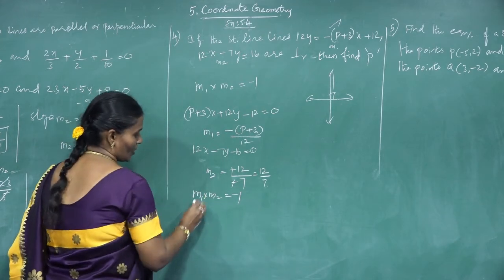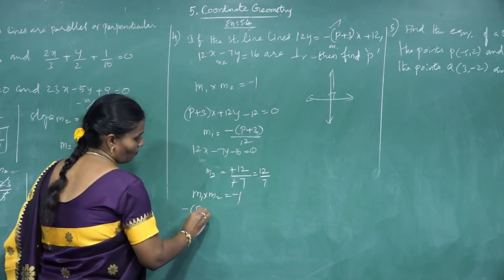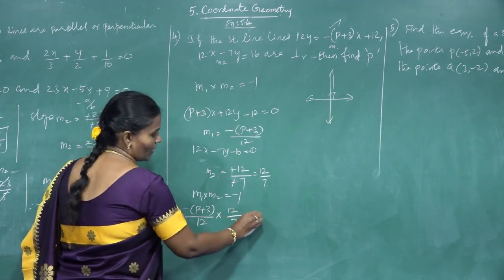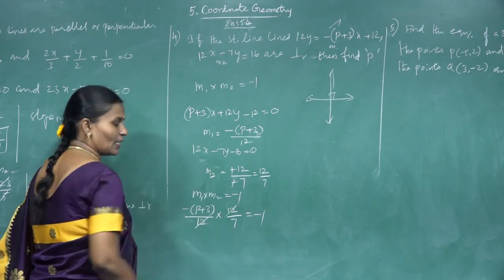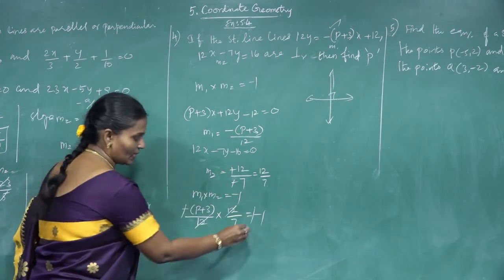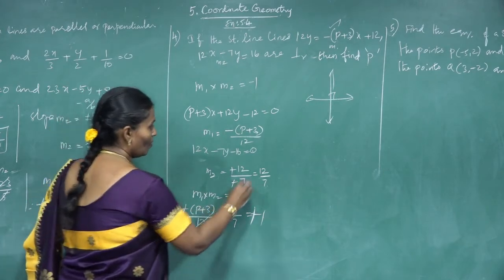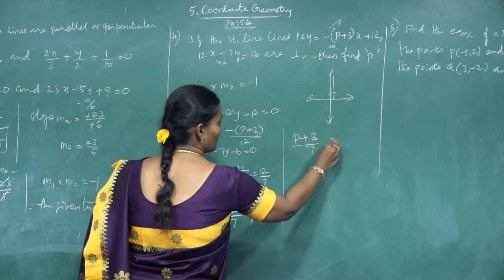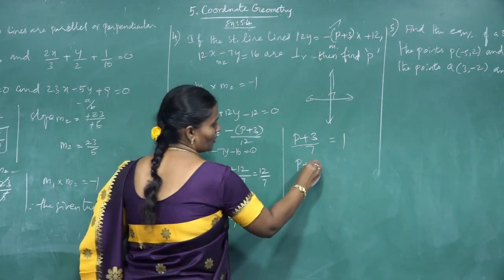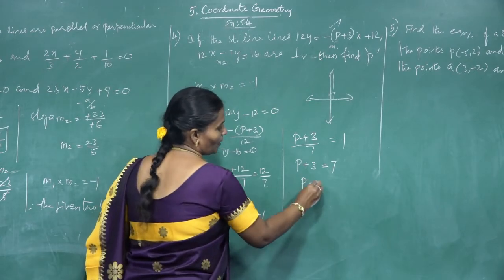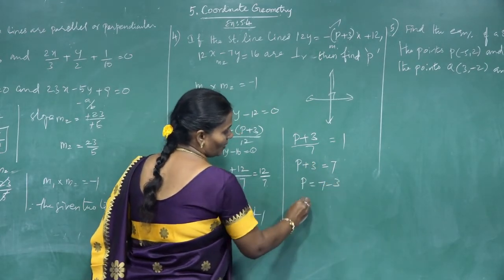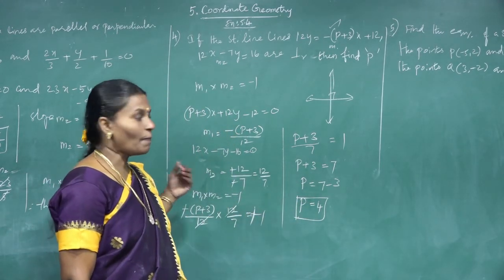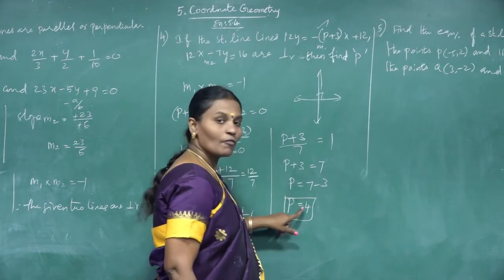Now take this condition and substitute: minus of (p plus 3) by 12 multiplied by 12 by 7 is equal to minus 1. Here 12 cancels, and the minus minus cancels. Now what is here? (p plus 3) by 7 is equal to 1. So p plus 3 is equal to 7, so p is equal to 7 minus 3, so p is equal to 4. 7 minus 3 is 4. Understand, children? Okay, good. So the value of p is 4.